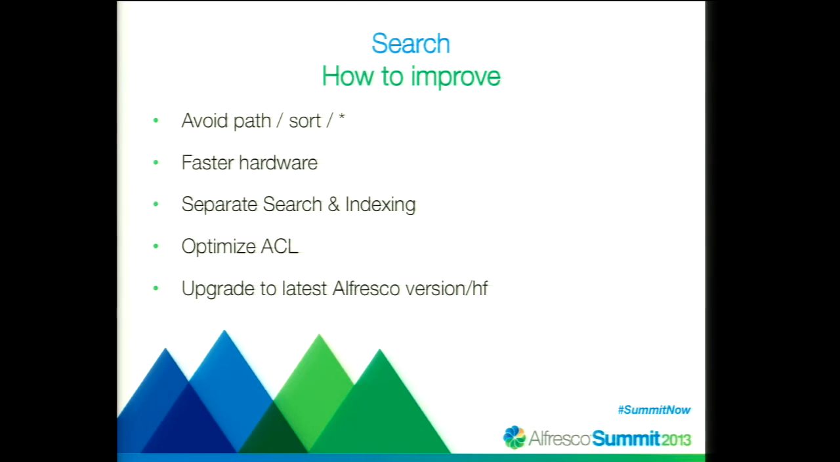Separate search and indexing. If you can, get 2 SOLR boxes, one dedicated to indexing and the other one dedicated to search. It will improve your global performance, let's say 10 times faster for both actions. Optimize ACLs, so reuse your ACLs, reuse your permissions. Use inheritance of permissions and use groups. Don't set up specific permissions for users or for groups on each folder or each folder level of your classification folders. Try to optimize and to reuse your ACLs.